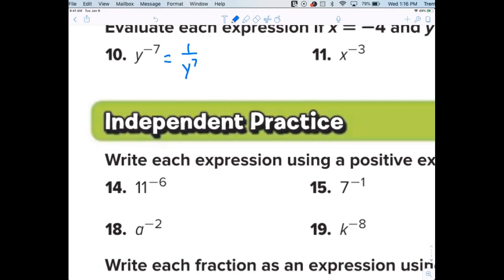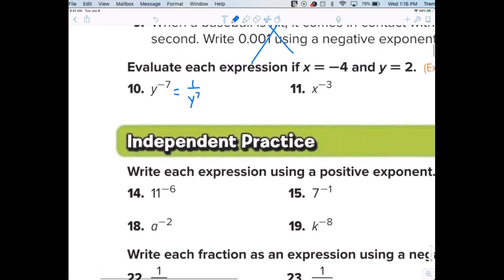Now, what's y? 2. So now I want you to write 1 over 2 to the 7th. All right, now here we go. Ready? 2 to the 7th is not needed calculator. What's first? 2, 4, 8, 16, 32, 64, 128. Music to my ears. Thank you. 1 over 128.